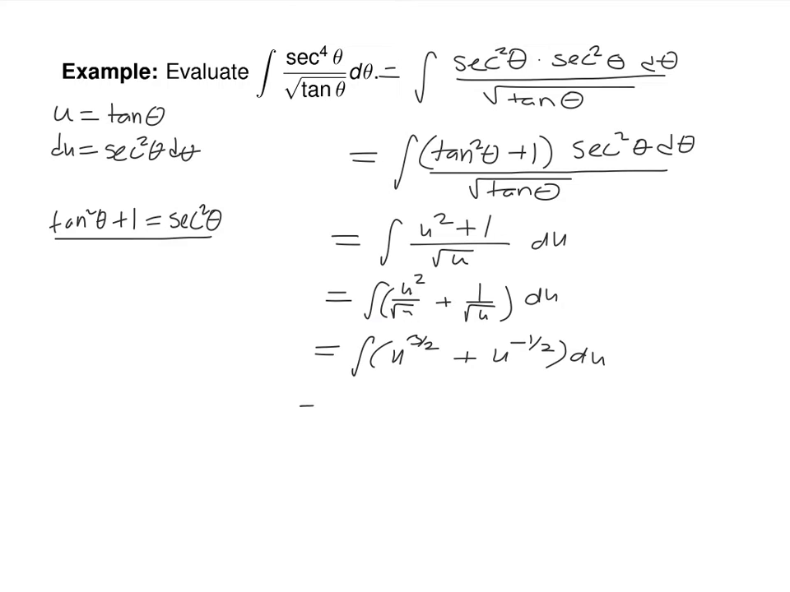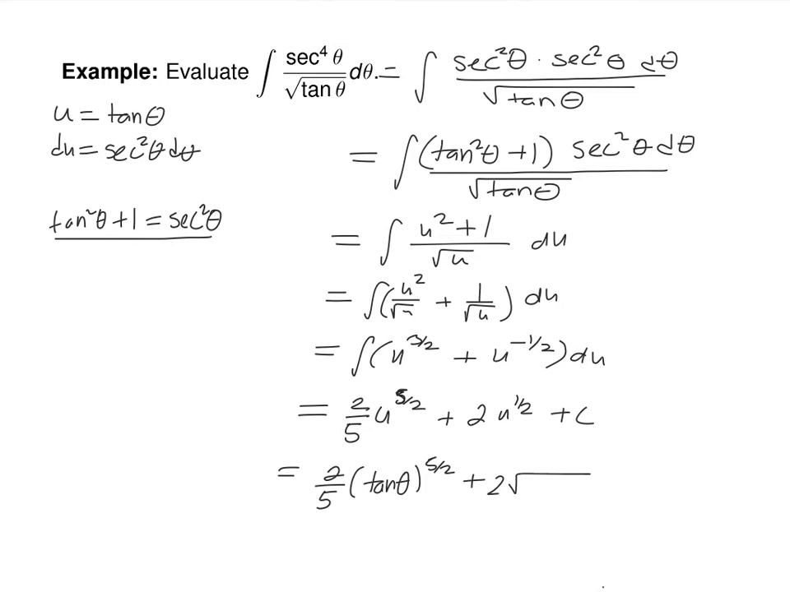And so the antiderivative of u to the 3/2 is u to the 5/2, times 2/5. That 5 looks a bit like a 3, so let's change that. Well, looks like my eraser disappeared, whatever. So 5/2, and the antiderivative of u to the negative 1/2 is u to the positive 1/2 times 2, plus c. And let's insert back what our u's were. So 2/5 tangent of theta to the 5/2 plus 2 root tan theta plus c.